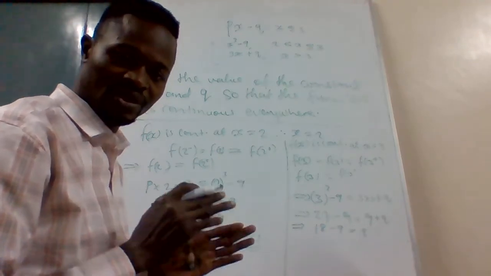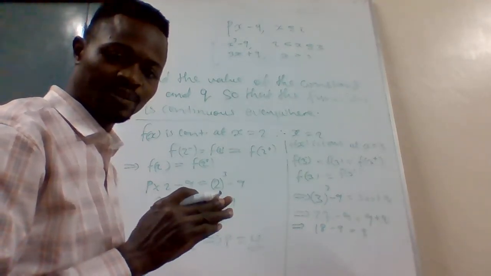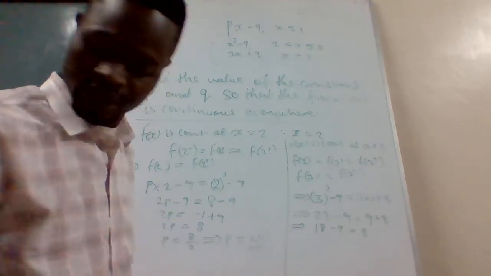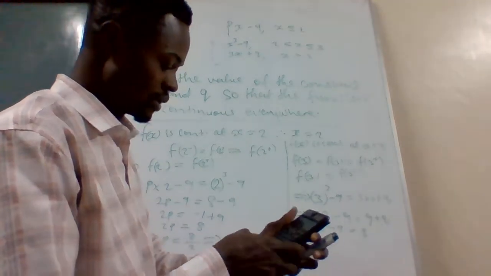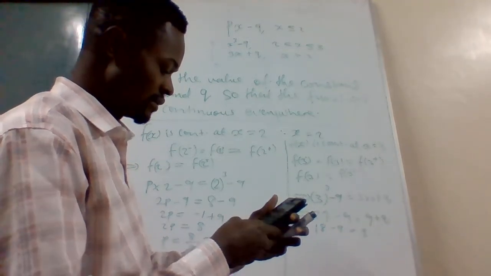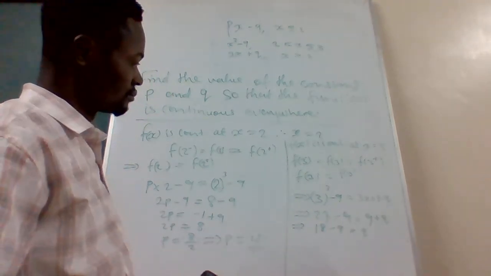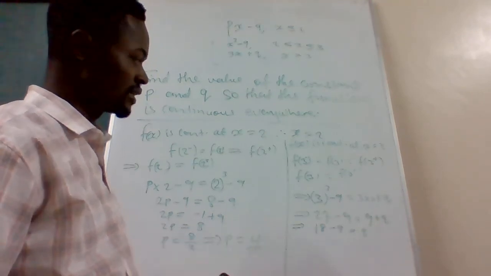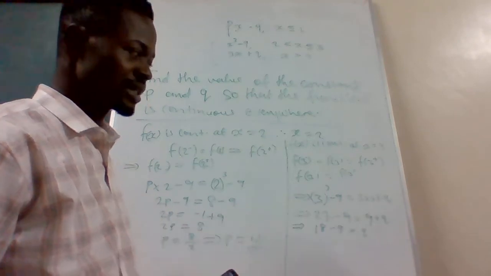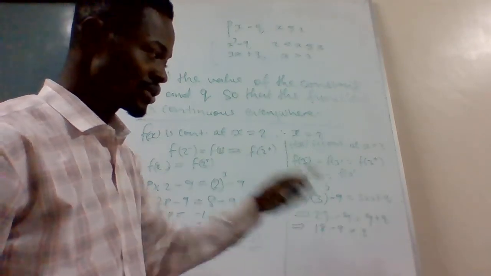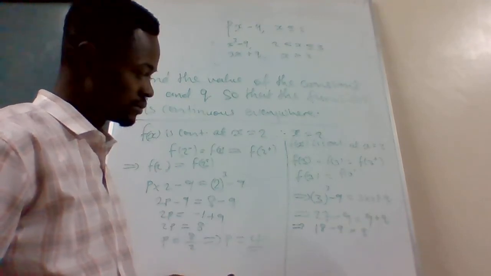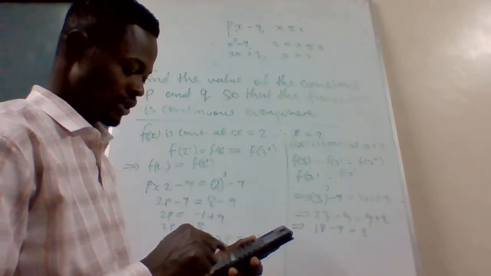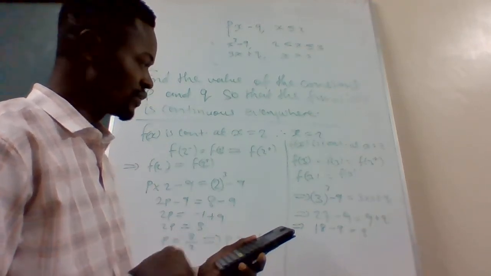You can pause the video, try to do it yourself, so that if you get lost at any point, you will find your way. Put in your calculator, what is 27 minus 9? 27 minus 9 is 18. And we know that 3 cubed is 27. So 27 minus 9 is 18. 18 is equals to q. So now you have 18 minus 9, which will give you 9.